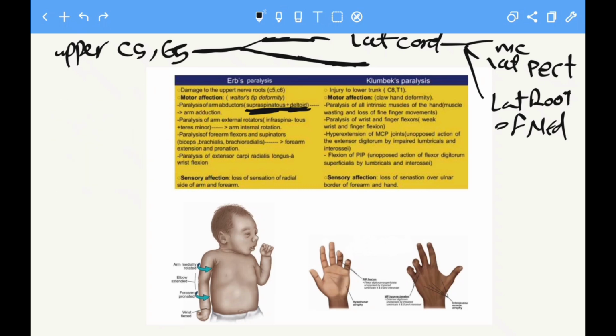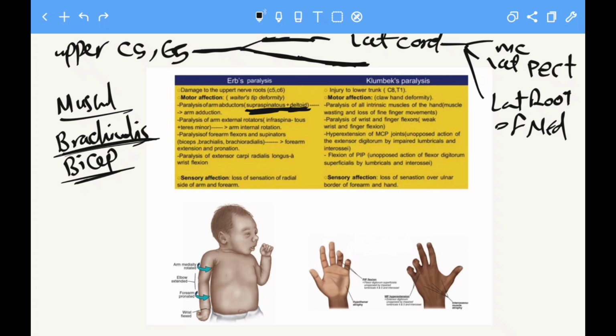Number 3, there is paralysis of the forearm flexors and supinators. Why? Because of affection of the musculocutaneous nerve. The musculocutaneous nerve supplies brachialis and biceps. Brachialis is the main flexor of the forearm. So if there is affection of the musculocutaneous nerve, which comes from the lateral cord of the upper trunk, it will cause paralysis of flexion, so the forearm will be extended and pronated due to affection of the median nerve and musculocutaneous nerve, which can cause supination and flexion.